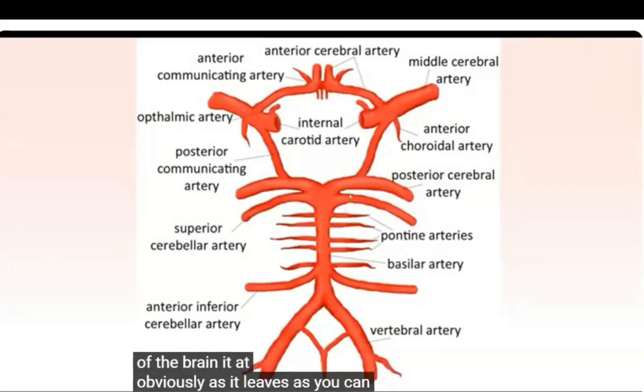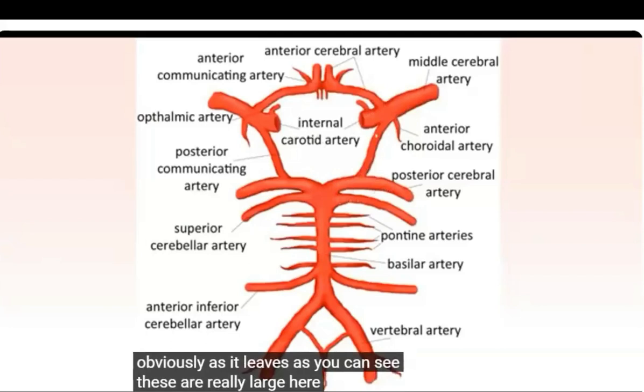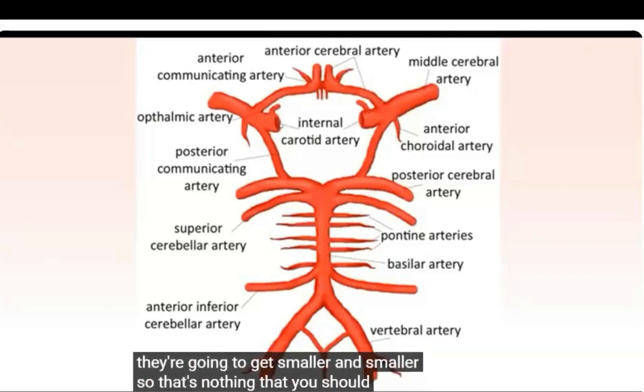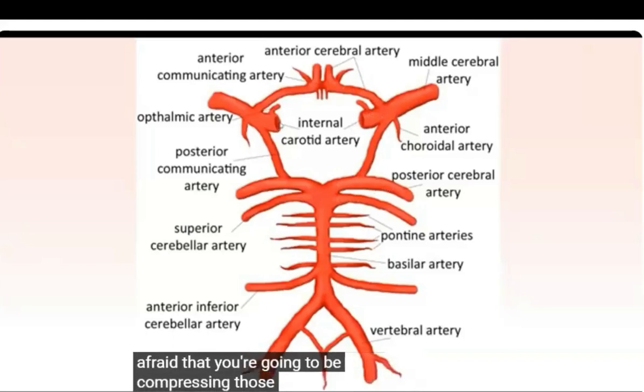Obviously, as it leaves, because you can see these are really large here, as it leaves this area of the circle of Willis, which we can't palpate because it's very deep, they're going to get smaller and smaller. So that's nothing you should be afraid of, that you're going to be compressing those arteries as you do any massage here.